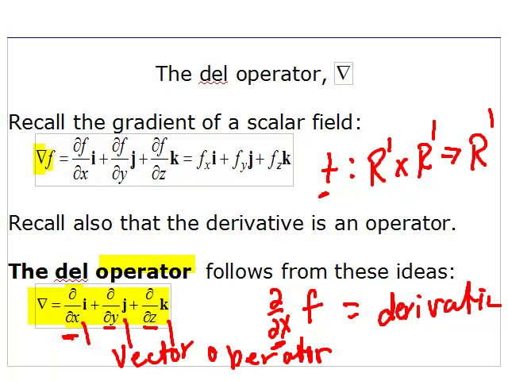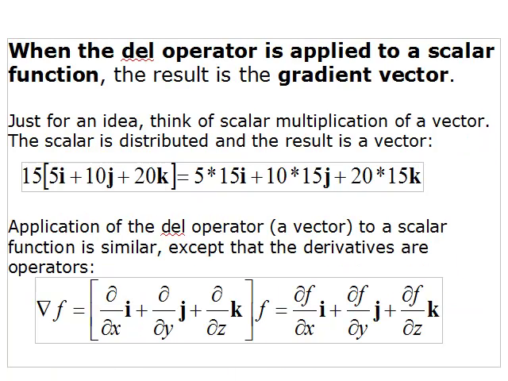F is applied to this in a way that's remotely similar to scalar multiplication. The f has to go to the x, then to the y, then to the z, and the vector remains the same. The output is a vector. So here I am saying essentially the same thing on this slide. You're taking that del operator, you're applying it to a scalar function. Remember, it's applied to functions. The result is a gradient vector. Think of scalar multiplication of a vector. Here's the vector.